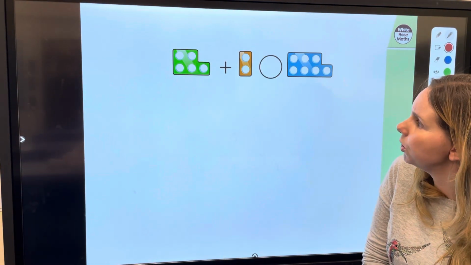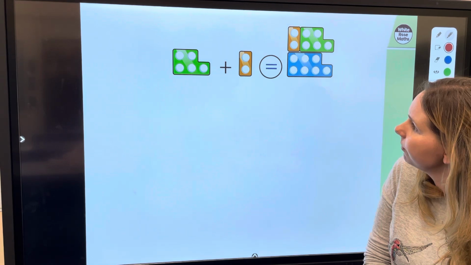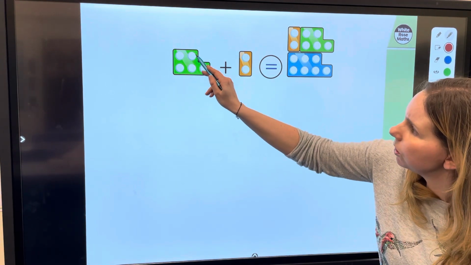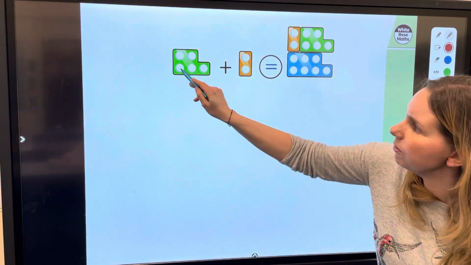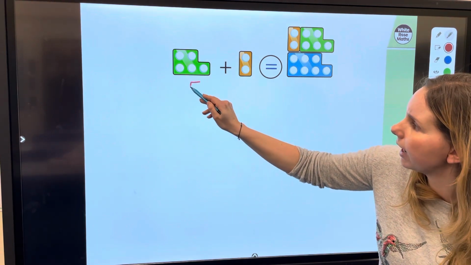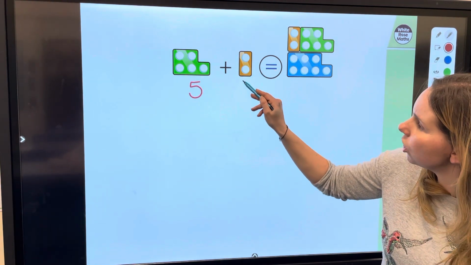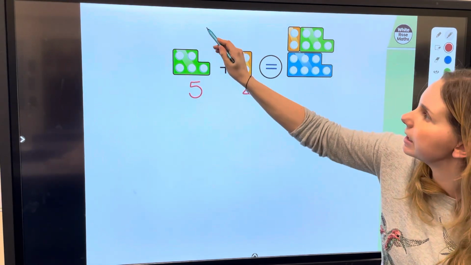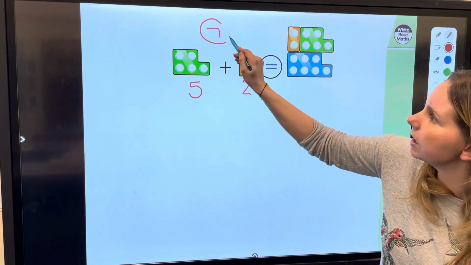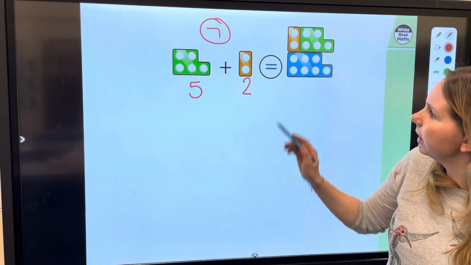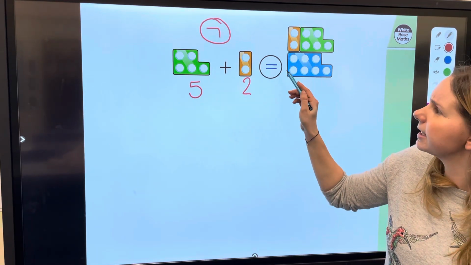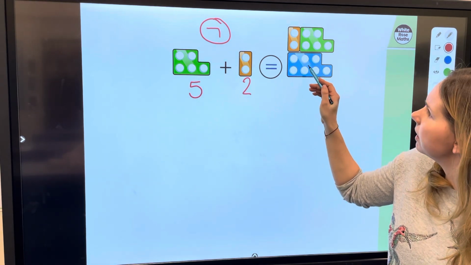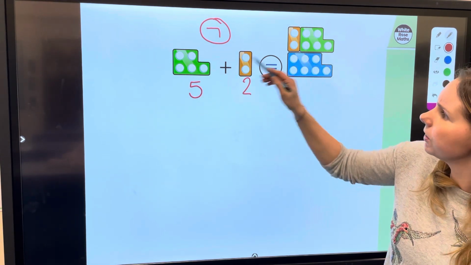Right, we've got some Numicon here. Let's have a look. What have we got? We've got 5. I know that's 5 because there's 4 and 1. That's 5. I know this is 2. So I know 5 add 2, I know it's 7. I'm going to put that in a circle there so I remember that. Equals, that means it's the same as. Is this the same as? Let's see. 2. And then we've got 7.